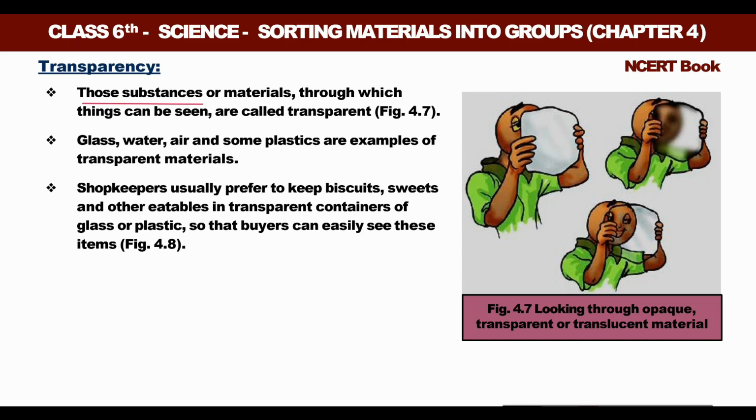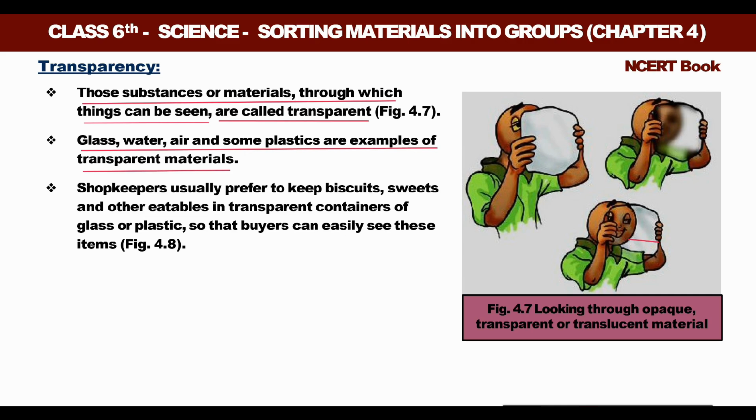Those substances or materials through which things can be seen, जिसके द्वारा वो substance और material जिससे आप देख सकते हैं, are called transparent. In the figure here you can see the glass, water, air and some plastics are examples of transparent materials. कभी कभी आप if you are going into the shops में क्या रखा रहता है, आप देखेंगे कि plastic made boxes are there and inside there are some chocolates, some toffees.